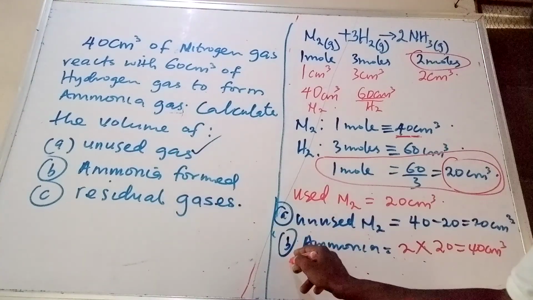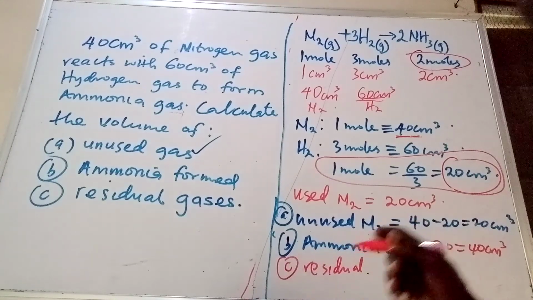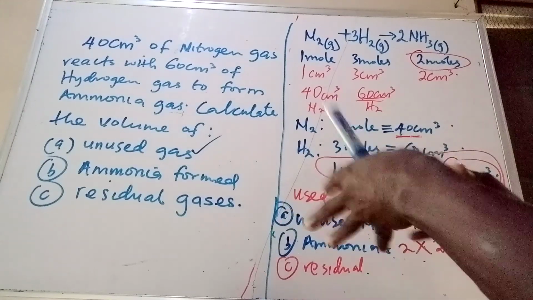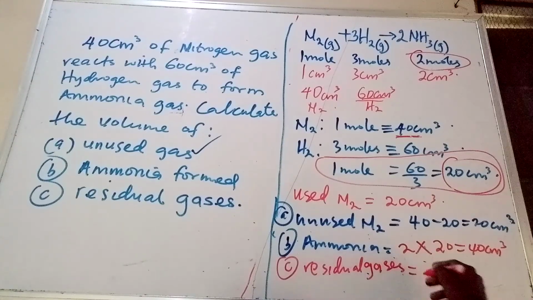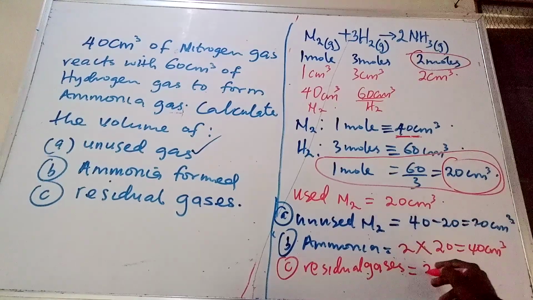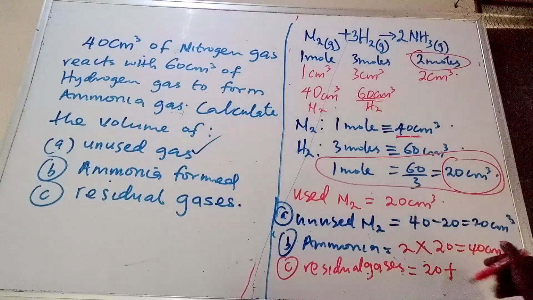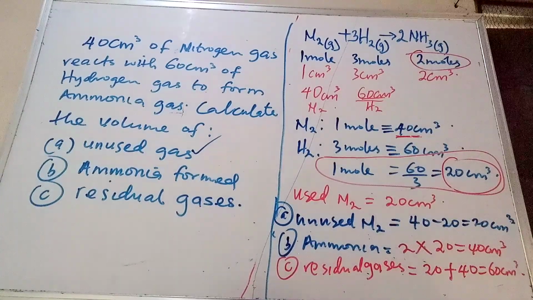Residual gases. What do you mean by residual gases? Means the excess or the unused gas left plus the gas formed. That is what we mean by residual gases. And the unused gas is nitrogen, which is 20 cm cube, plus ammonia that is formed, which is also a gas, that is 40. That will give us 60 cm cube. And that is the end of the question.